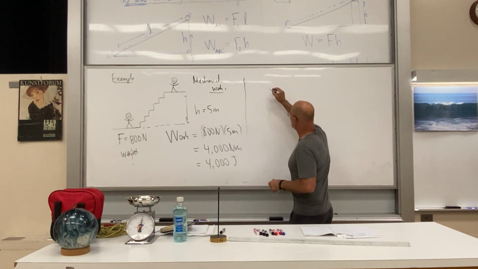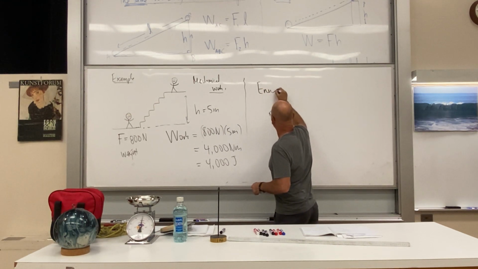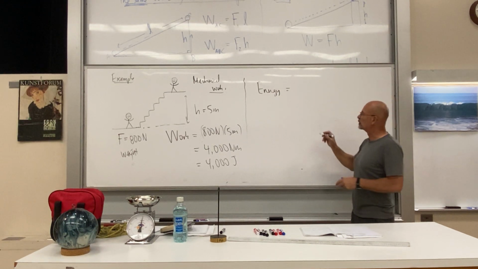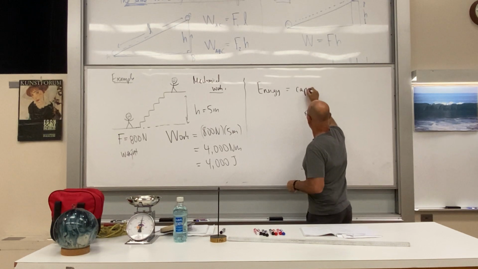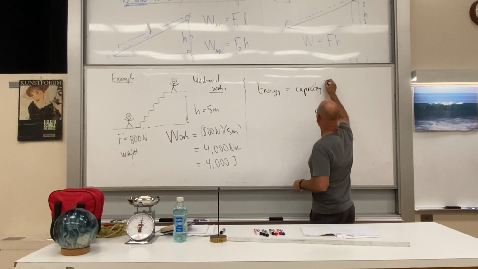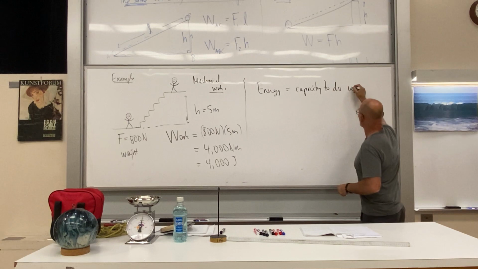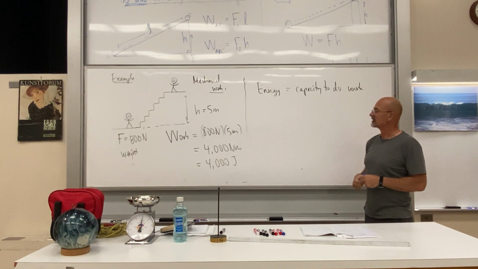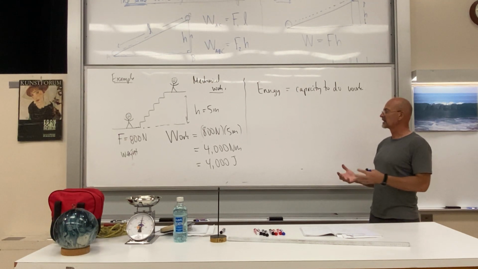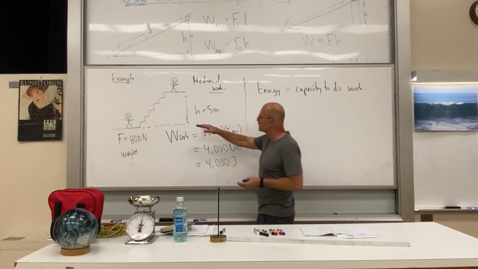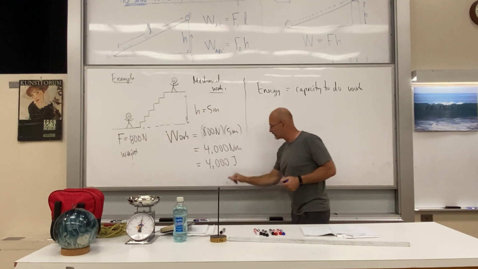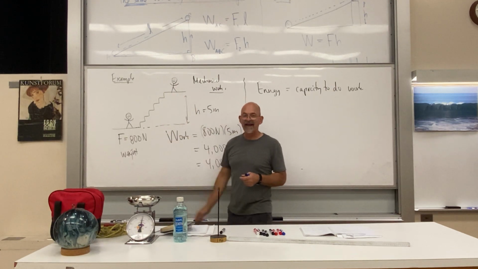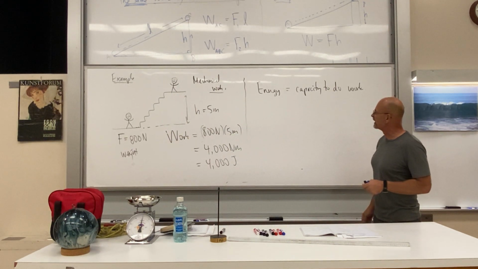And now I'm going to define energy. Energy is defined as the capacity to do work. So the energy is not actually a thing. But if I have enough capacity in me to climb these stairs, then I have at least 4,000 joules of energy in me. And when I've completed the stair climb, I've done that much work. So energy is the capacity to do work.